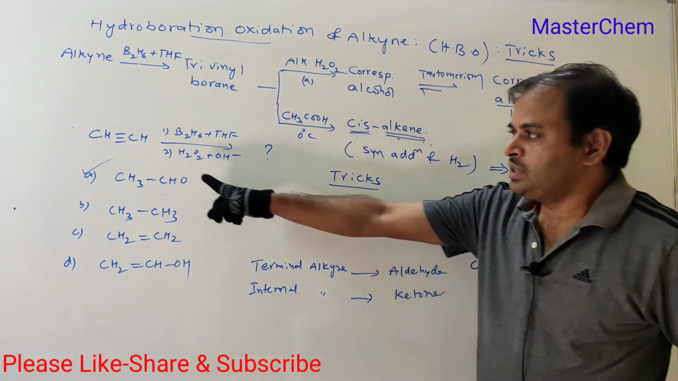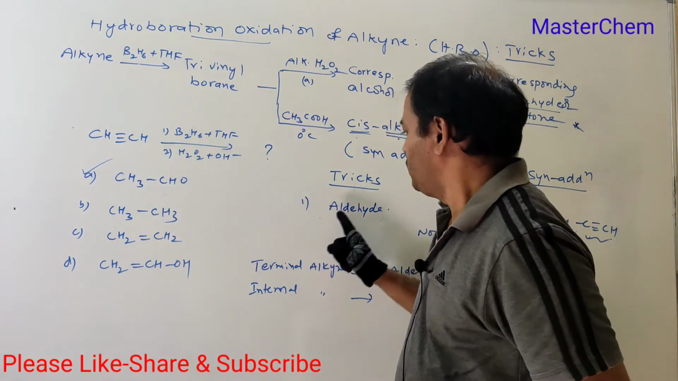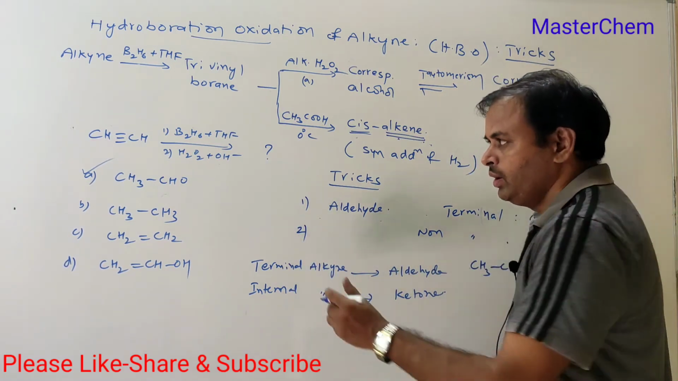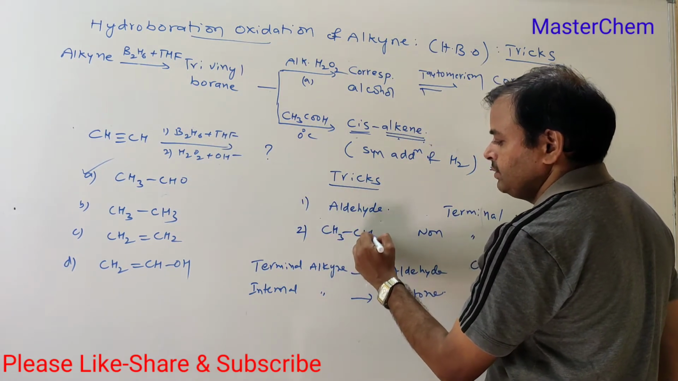So is it terminal or internal? It is a terminal alkyne. So it should be aldehyde. And what is the structure of the aldehyde? How many carbons are there? 2 carbons. What is the 2 carbon aldehyde? Acetaldehyde.